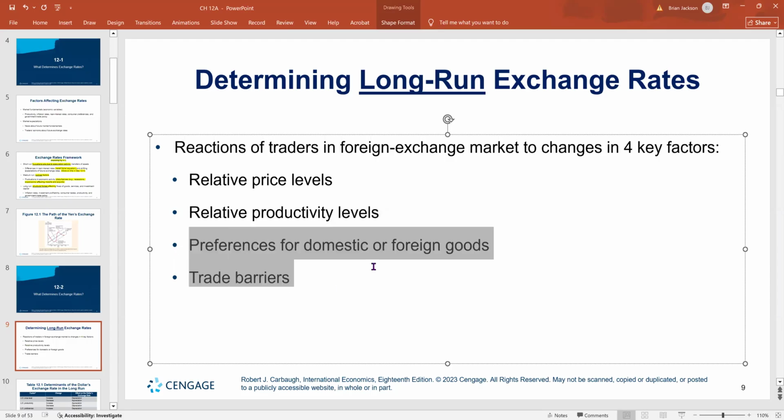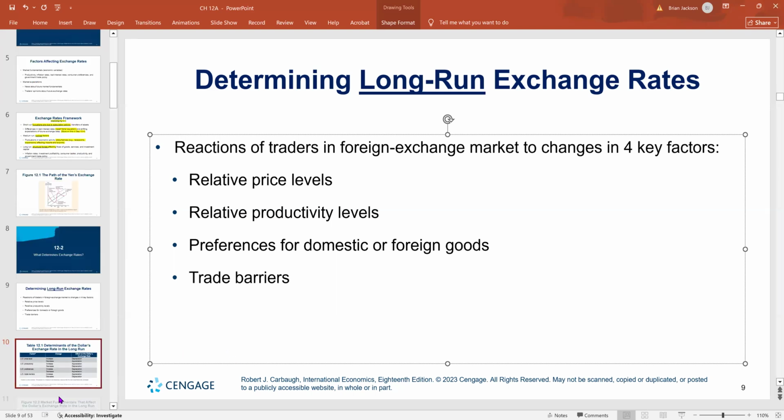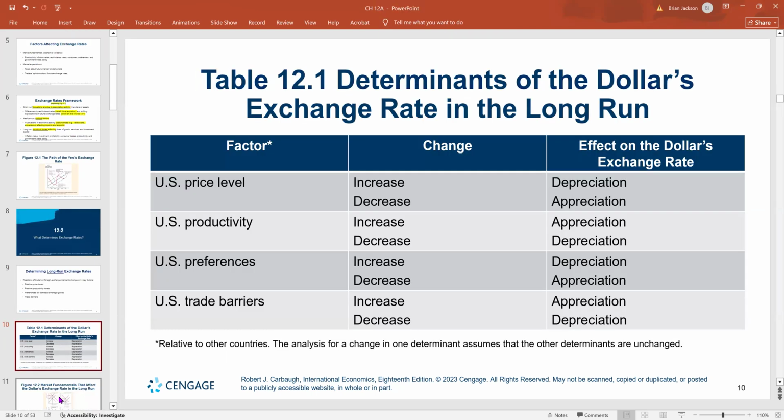Preferences for domestic or foreign goods. If suddenly consumers in the United States want to buy those automobiles from Japan because they're well known for their quality or what have you, then that's going to affect the exchange rate, as we'll see here in a minute. And then trade barriers like tariffs and quotas and so forth will have an effect on the exchange rate. So let's look at each of these factors.